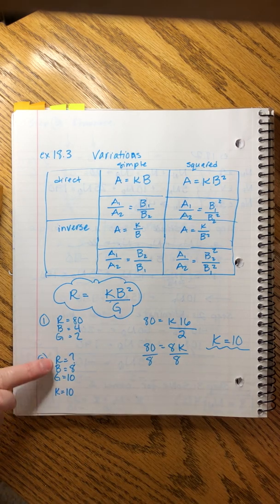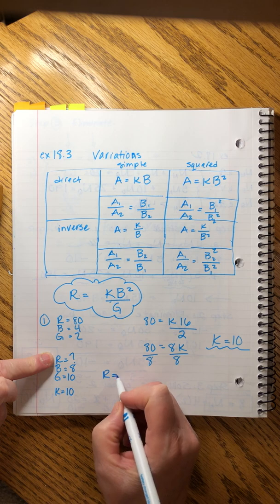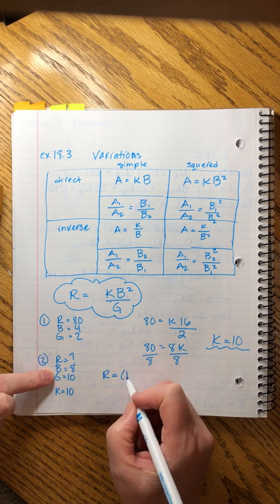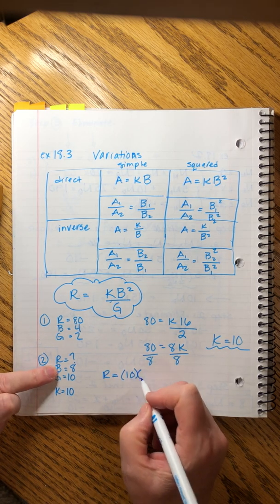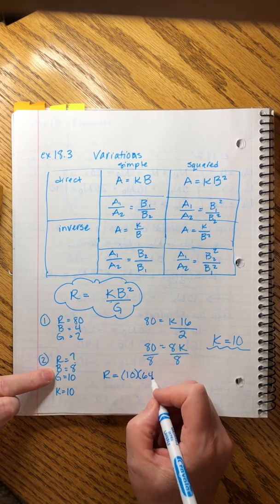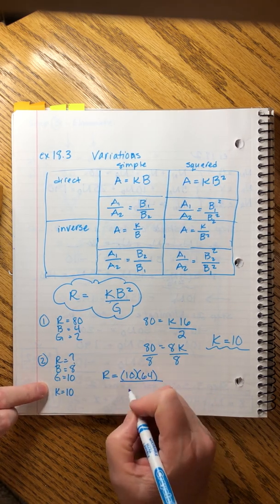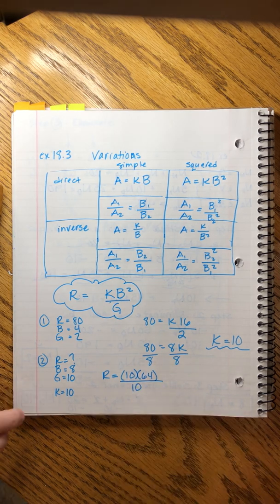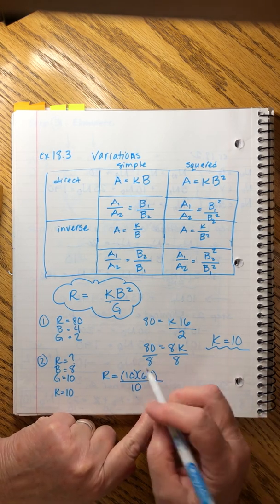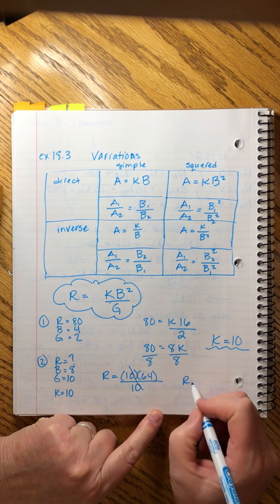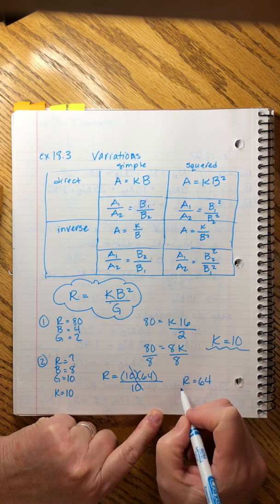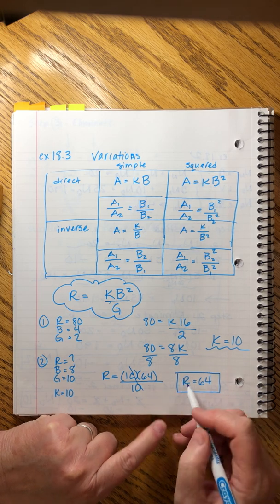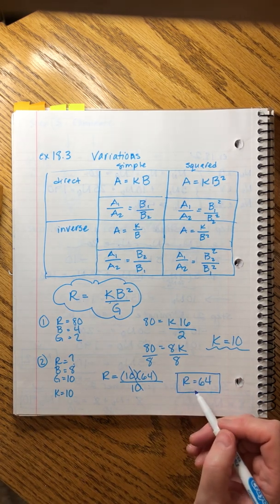All right, so now I'm going to plug these other ones in. R equals, K is 10, B is 8, but it's squared, so it's 64, and G is also 10. Quite straightforward. And then these cancel, right? This is actually crazy easy. R equals 64. That's the number of reds. We've identified it clearly with the variable. So we're good. We're fine with that.